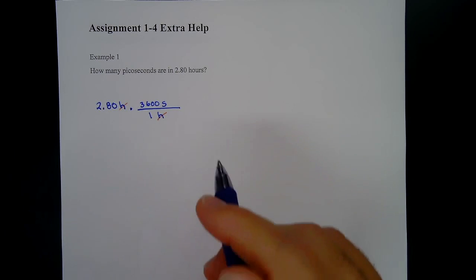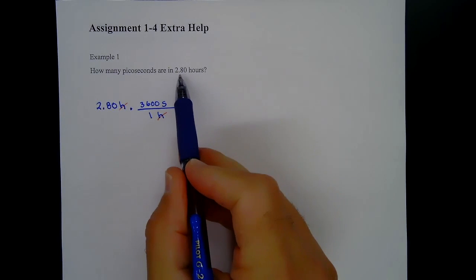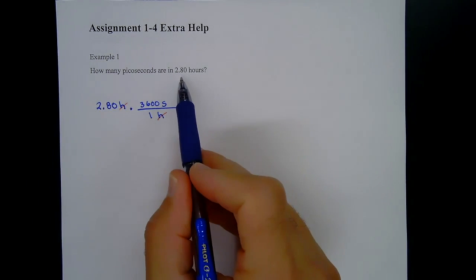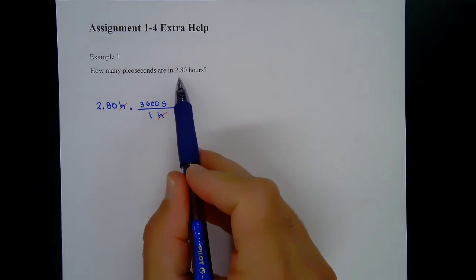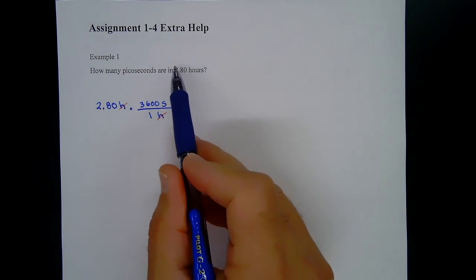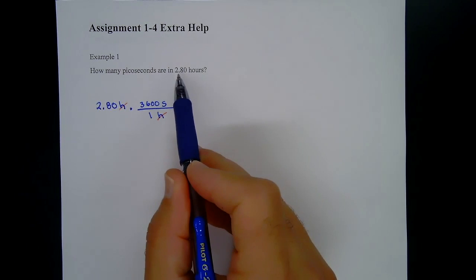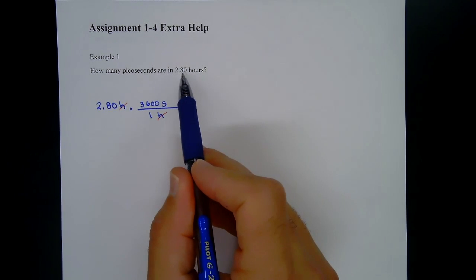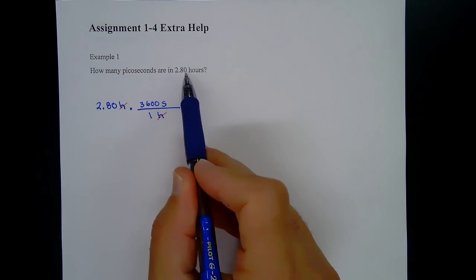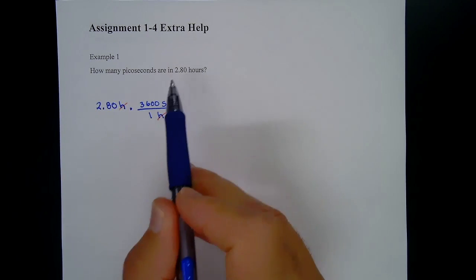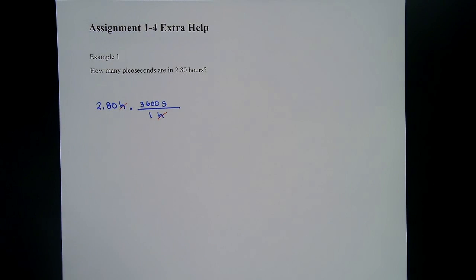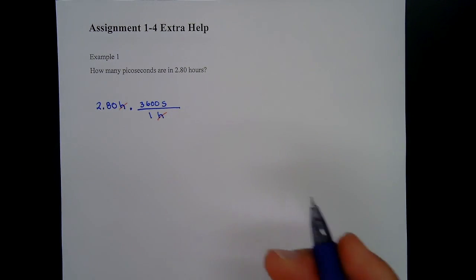Now, I want to say this. We're starting with an accuracy of three places, and I'm going to talk about this more on Thursday. Here, 2.80. In science, you cannot write 2.8 in lieu of 2.80. It's 2.80. This is a measured value. All right, so we want to go to picoseconds.